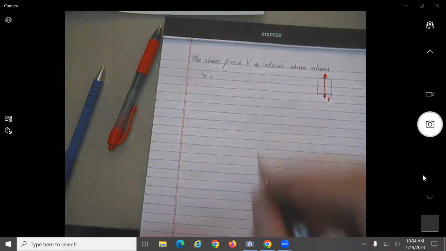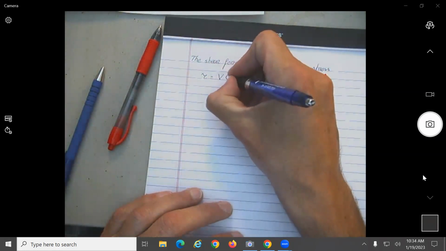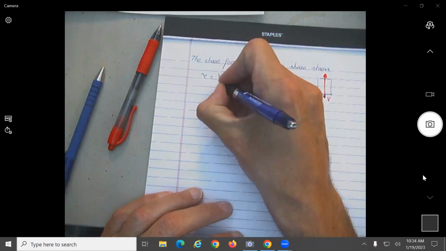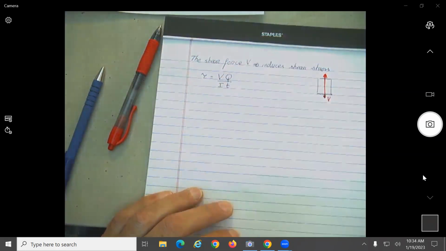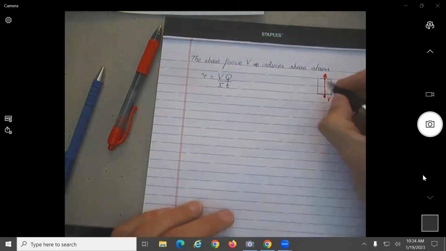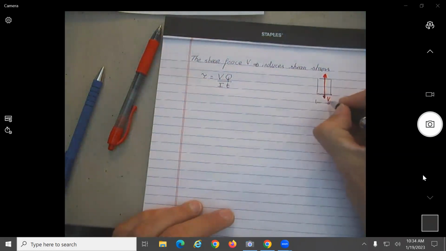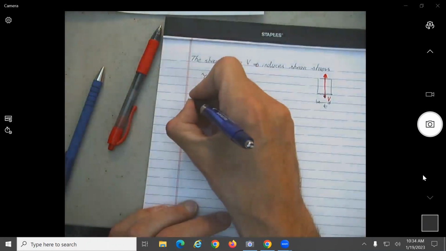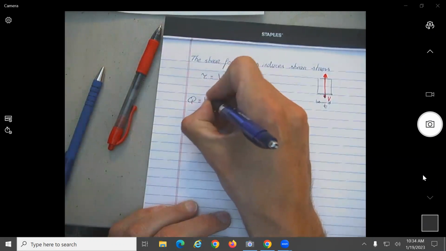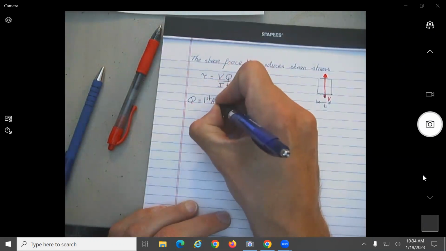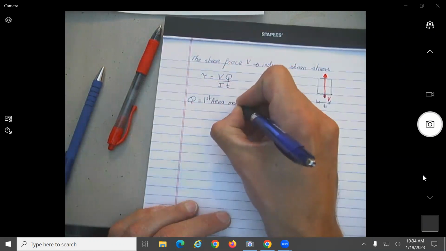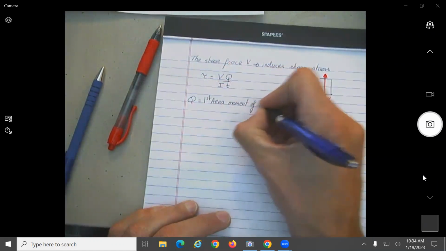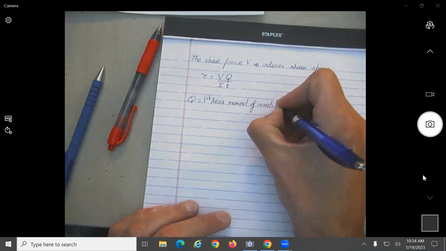Anyone remember the equation? VQ over It, where t is the thickness of the beam, V is the shear force, Q is the first area moment of inertia. I will go into more detail when we get there, okay?